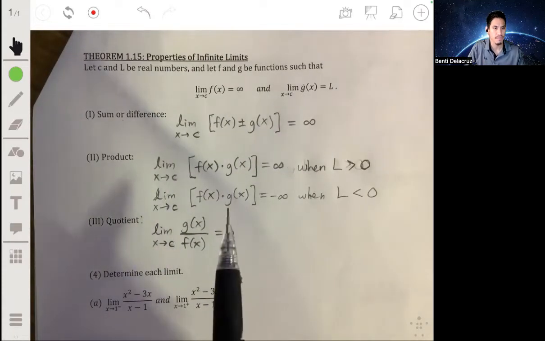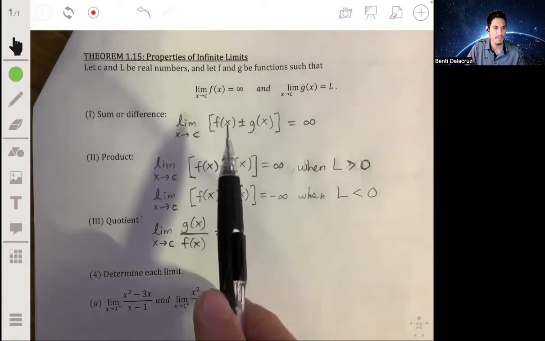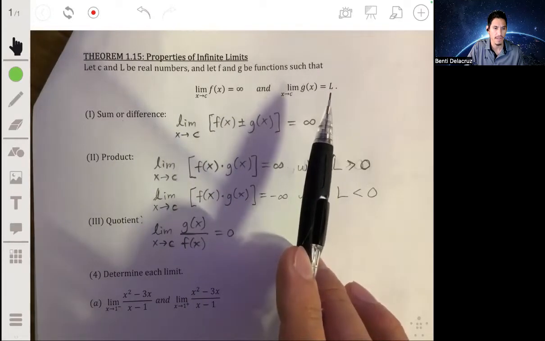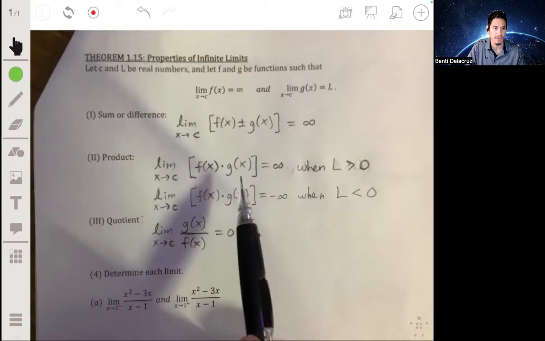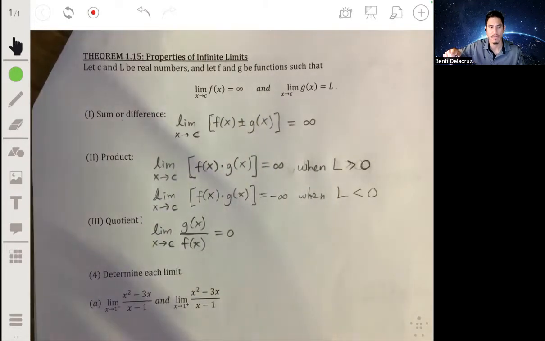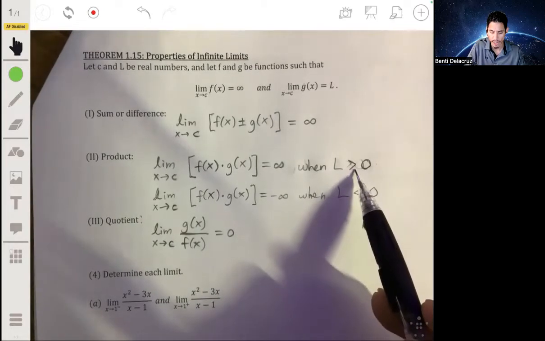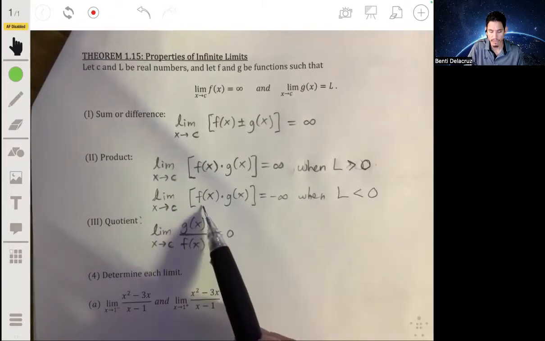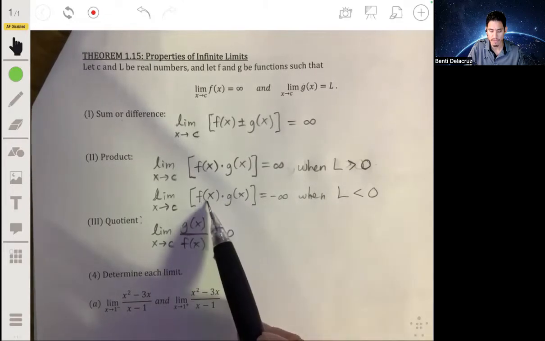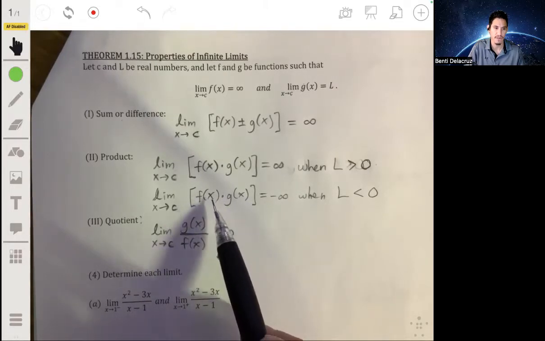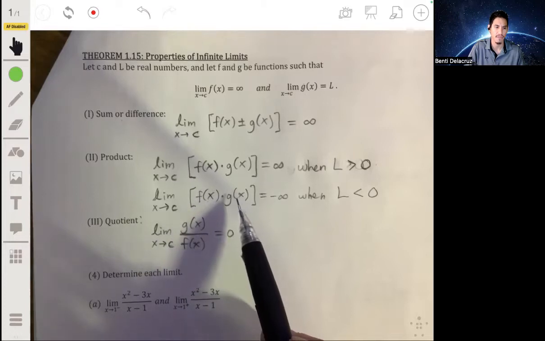The product is the same. When you multiply infinity by any number L, it could be 10, it could be 20, it's still going to give you infinity. Again, pretty intuitive, and this is for when L is positive. Now, if L is negative, when you multiply the limit of f of x as x approaches c by the limit of g of x as x approaches c, so infinity by some negative number, you're going to get negative infinity.